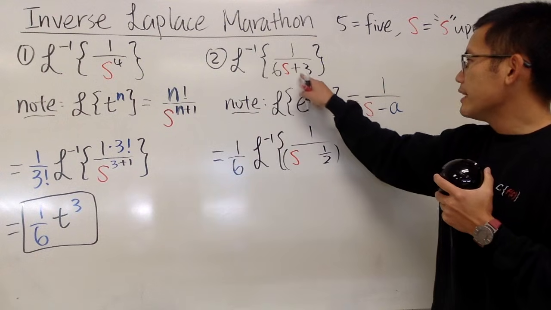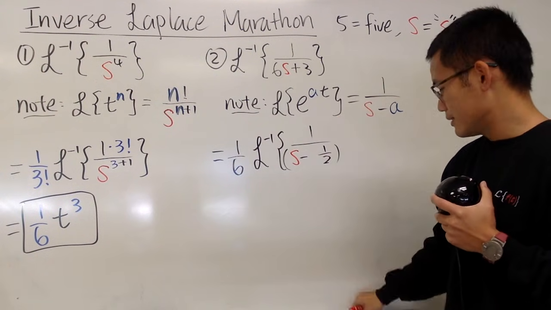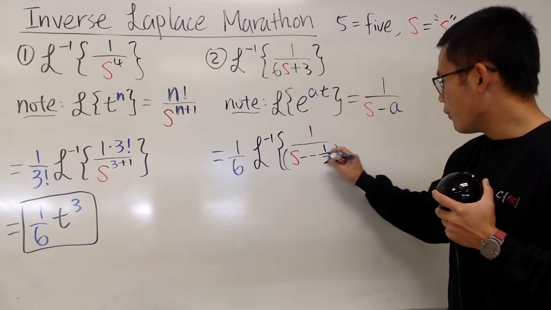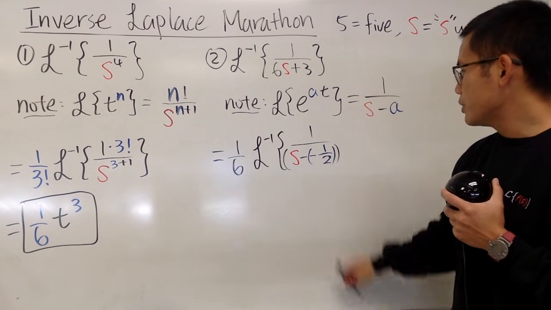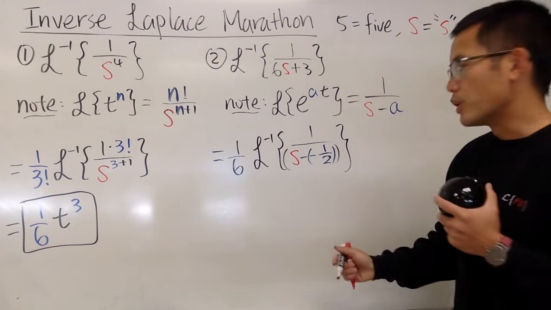clear. And then the plus, well, look at the plus as minus minus, like this. So we have a minus 1 over 2, like so. And that's pretty much it. This right here is the form that you need to go back to the t world.